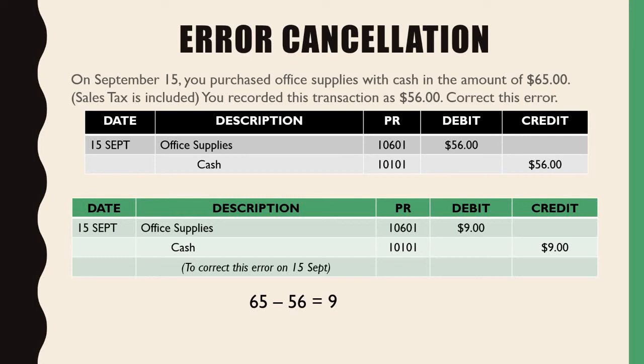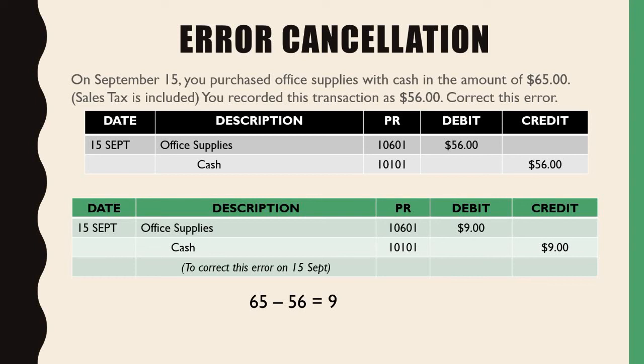It's supposed to be 65. So in this case, that means I need to add $9 worth more to my office supply so that in my ledger, it will say I have $65 worth of office supplies.